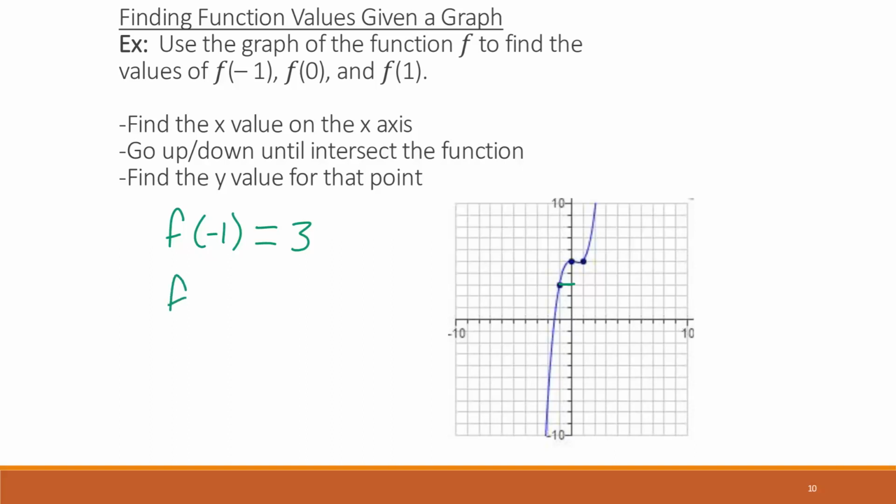If we look at where f is 0, so we go to the x-axis and look at where it's 0, we're looking here at 5. And where f is 1, we're looking here as well, and we see it's also at 5.